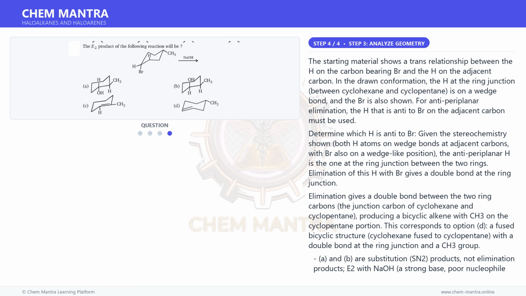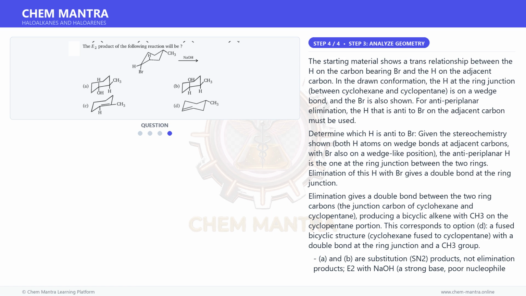For antiperiplanar elimination, the H that is anti to Br on the adjacent carbon must be used. Determine which H is anti to Br given the stereochemistry shown, both H atoms on wedge bonds at adjacent carbons, with Br also on a wedge-like position. The antiperiplanar H is the one at the ring junction between the two rings. Elimination of this H with Br gives a double bond at the ring junction.